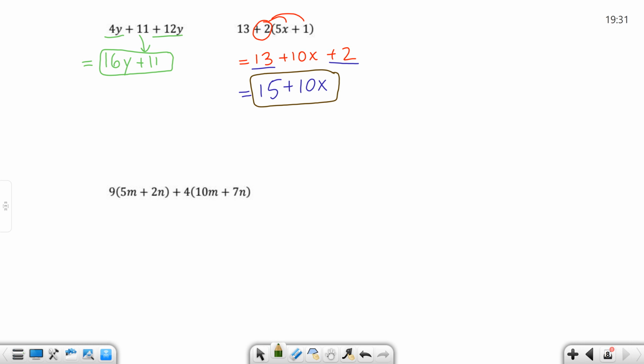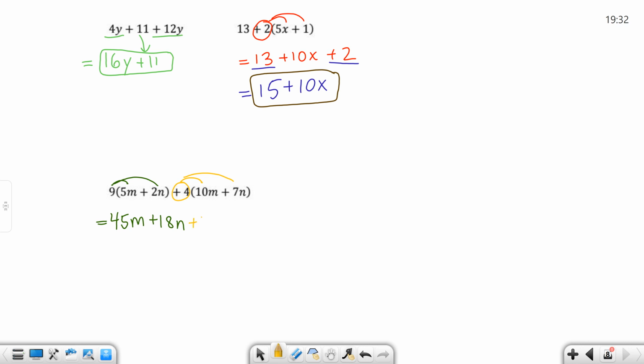The next one, 9 and then 5m plus 2n in parentheses plus 4 and then 10m plus 7n in parentheses. So what we're going to do is distribute the 9. 9 times 5m is 45m, and then 9 times 2n is plus 18n. So that's that 9 distributed to those two terms. Then we have a plus sign, right? That's how we know we're not multiplying that 9 or that parenthesis by the 4, because there's a plus to separate it. But the 4 is written beside the parentheses with the 10m and the 7n, right? So on that, we are going to take this plus 4 and distribute to these two terms.